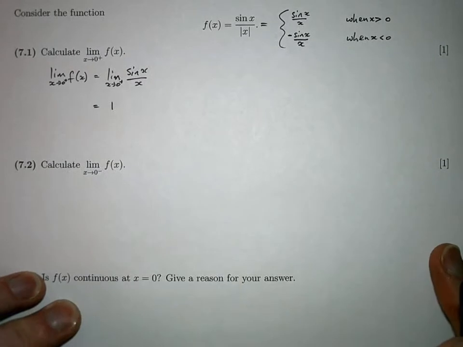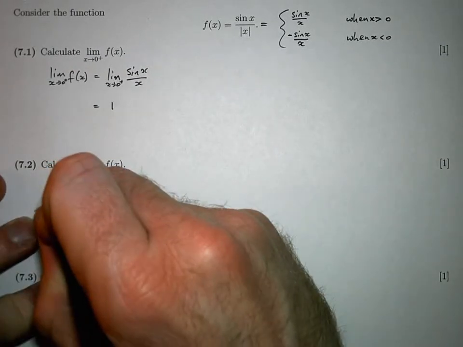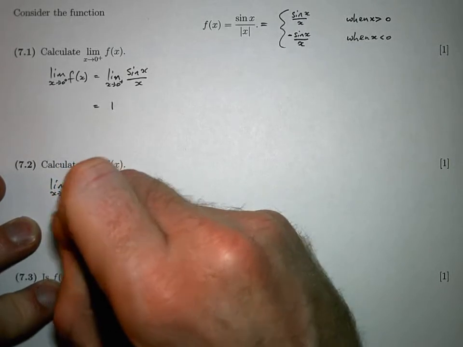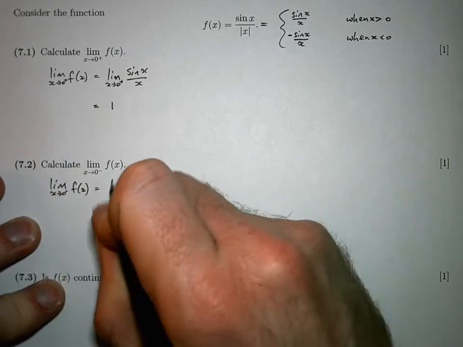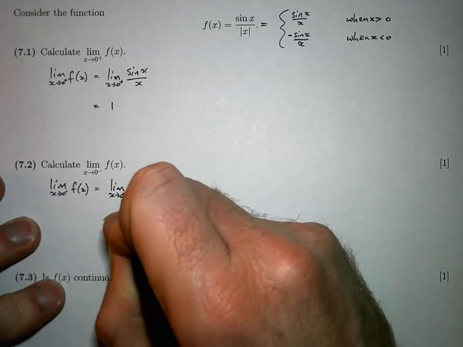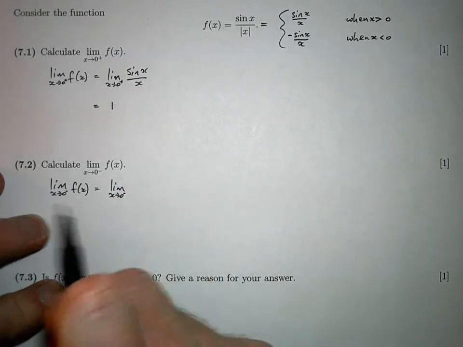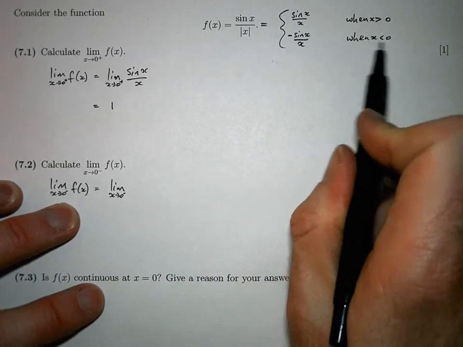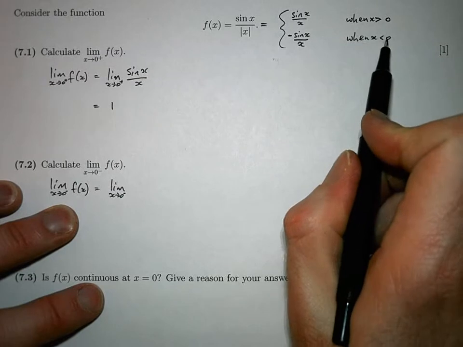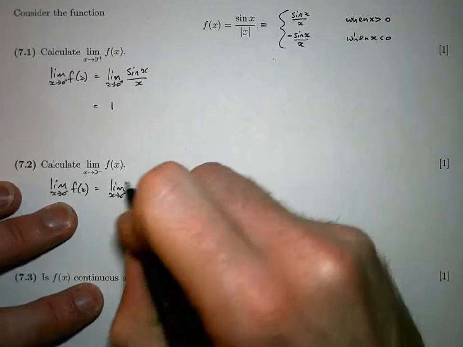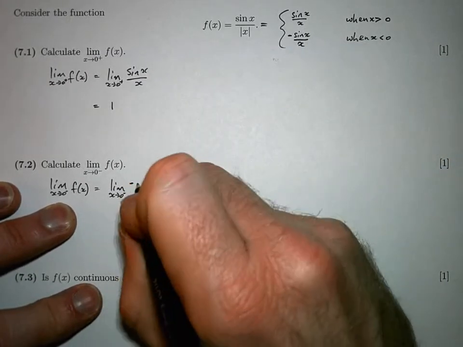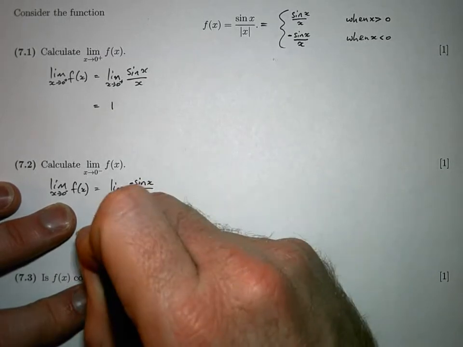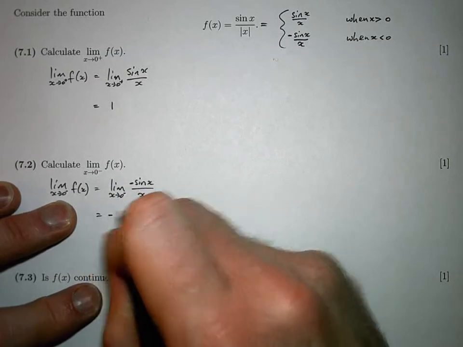All right, 7.2, you're asked to calculate the limit as x approaches 0 from the negative side of f of x, and that's equal to the limit as x approaches 0 from the negative side. Now we need to know what does this function look like from the negative side of 0. Go back to our piecewise definition. When x is to the left of 0, or to the negative side of 0, it looks like this. So we're looking for the limit as x approaches 0 from the negative side of minus sine of x over x. And of course, we can take the minus outside the limit.